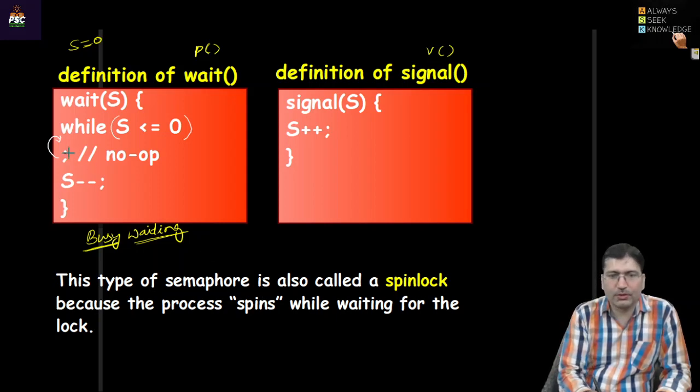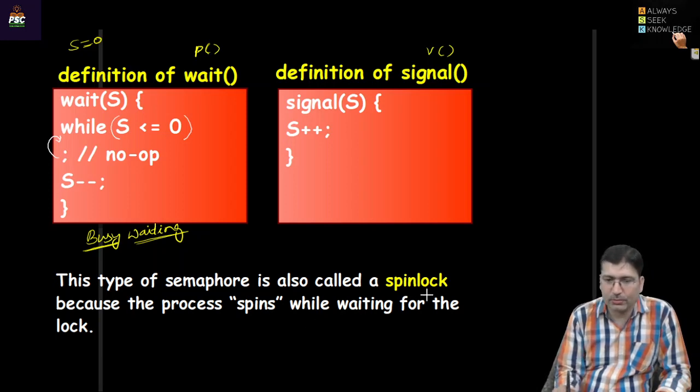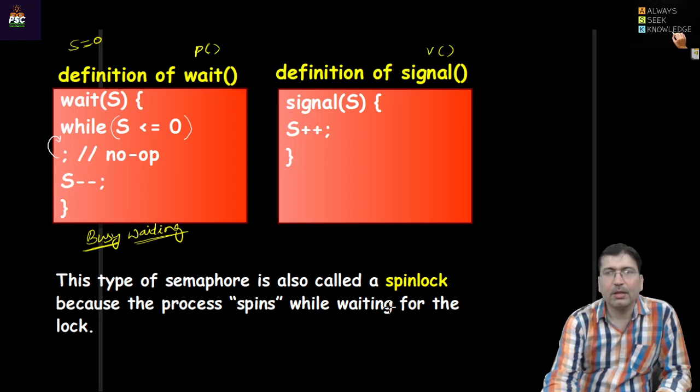Spin lock, because the process is spinning while waiting to acquire the lock on the semaphore. Spin means the process is stuck in a loop again and again, executing the same thing. So it is also known as spin lock. You can remember that. Now look at the modified thing.